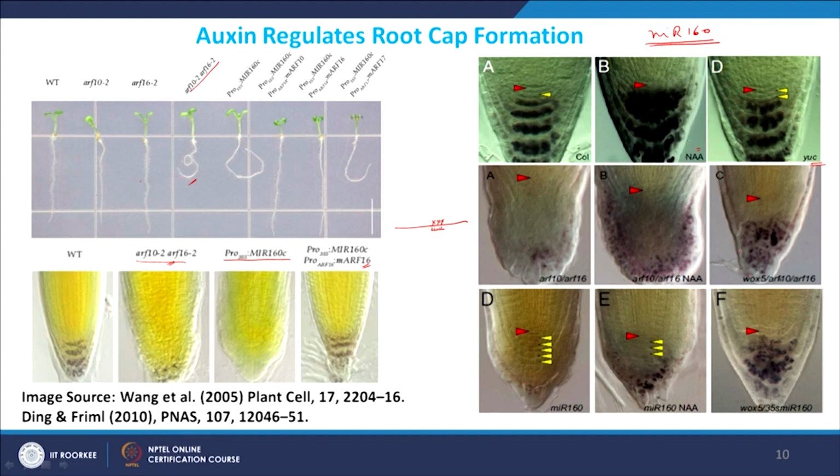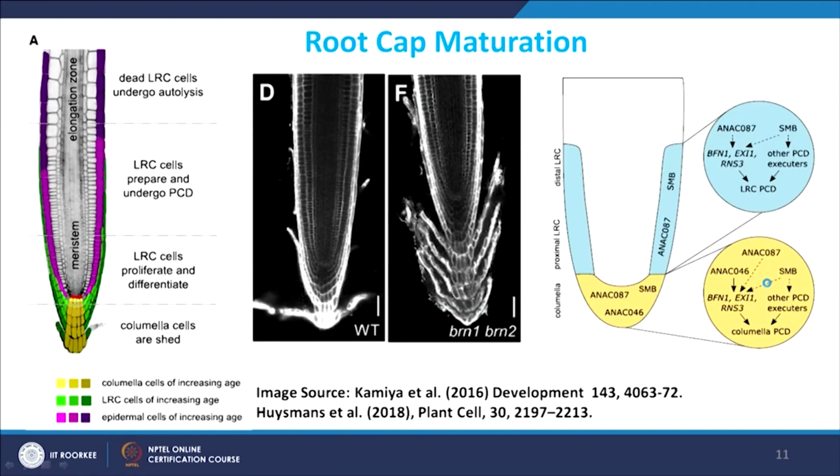Similarly, if you look at this mutant background, and the complementation, or if you make a double mutant or triple mutant, auxin response factor 10, 16, combined with WOX5, all these kinds of things, you can see here that these auxin response factors, microRNA, and auxin, they all are working through the WOX5 pathway, which means that the combination is not helping in detail.